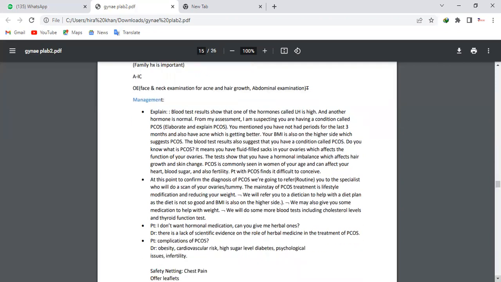and then address her further concerns. So what I'm going to do is, at this point, we need to confirm the diagnosis still. So we are going to refer you to the specialist who will do a scan of your ovaries or of your tummy. And also, we need to run a few more tests to rule out the other possible causes of this condition as well.